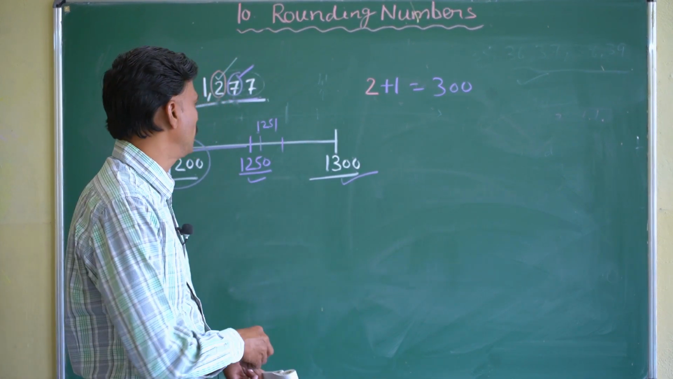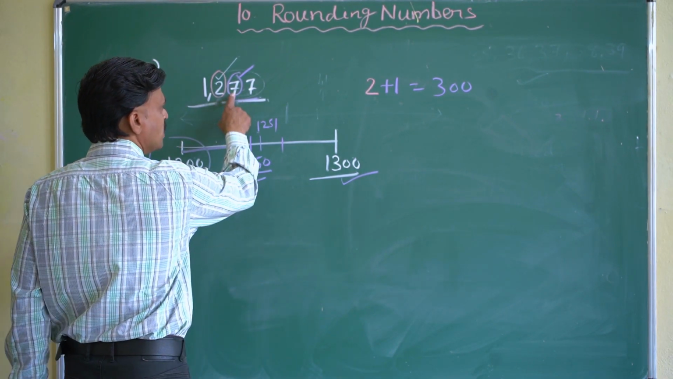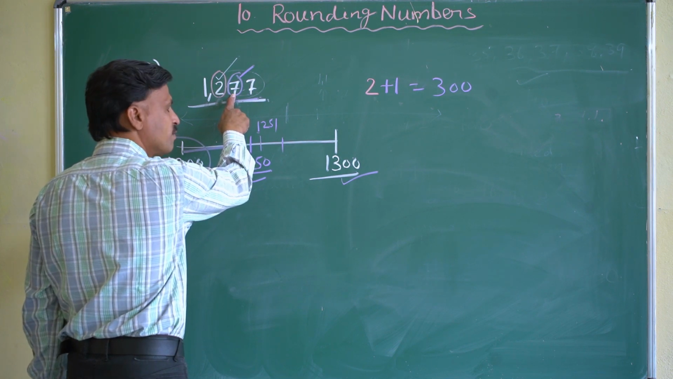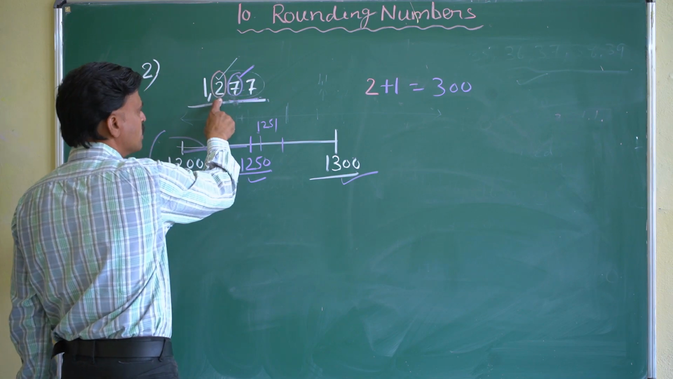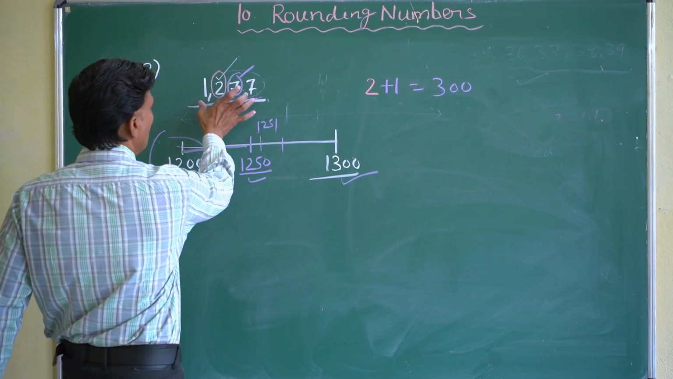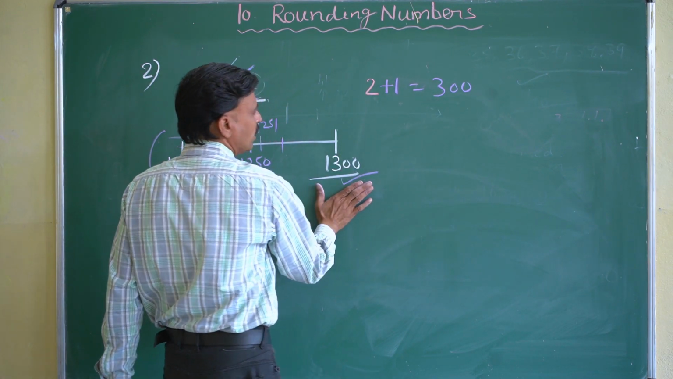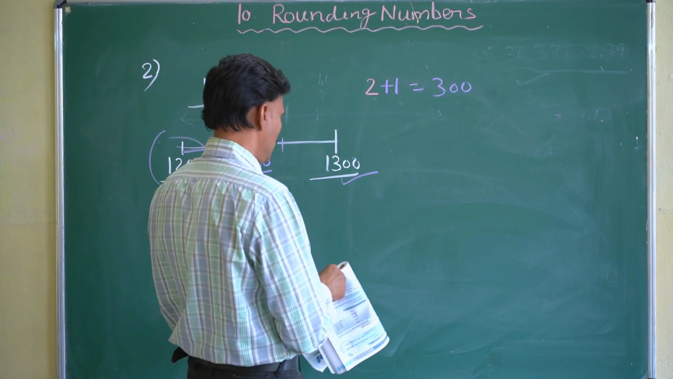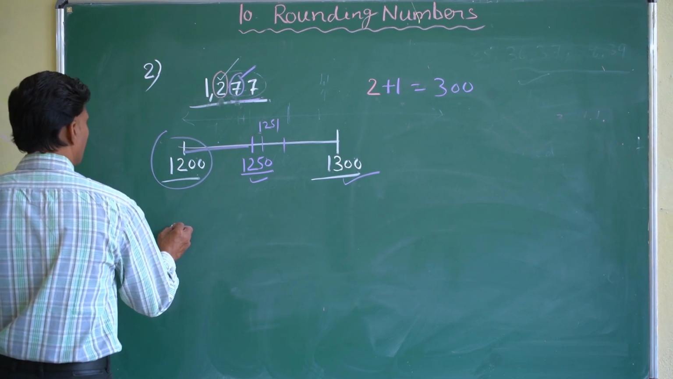Here we'll see the 10s place digit. If the 10s place digit is 5, 6, 7, 8 or 9, then the 100s place digit will be increased by 1. So the round off of 1,277, how much will it be? 1,300. Got it, everyone? Right. Now I am telling the other one, the next problem.